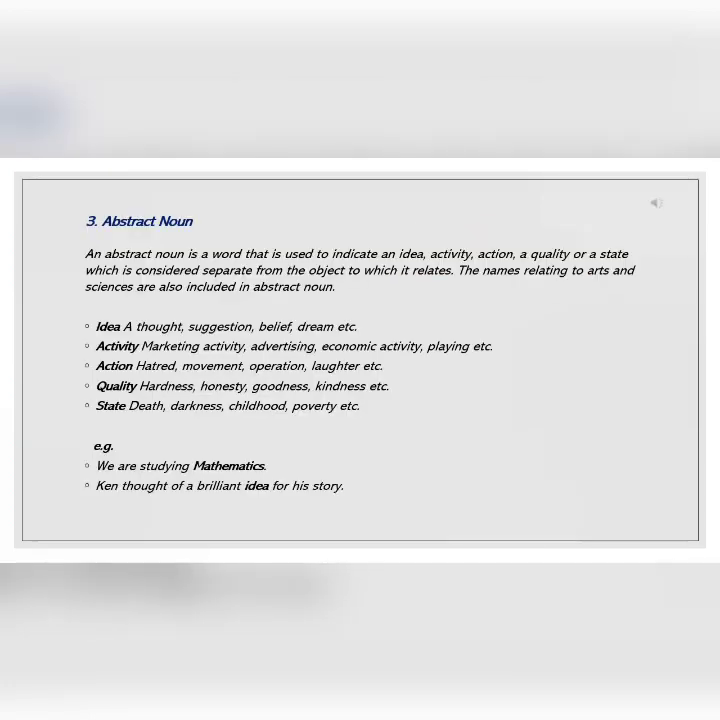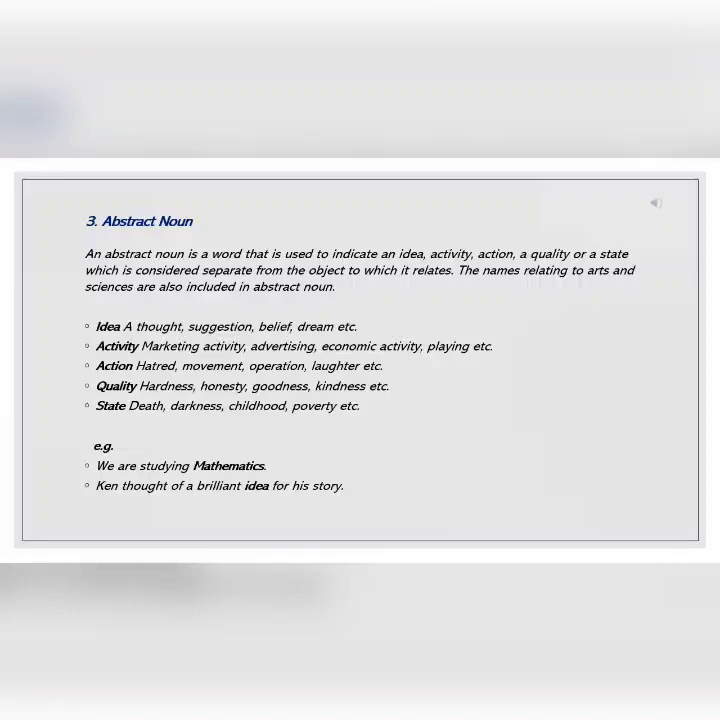Now coming on to abstract noun. An abstract noun is a word that is used to indicate an idea, activity, action, a quality or a state which is considered separate from the object to which it relates. So to put it out in simple words, an abstract noun is a word which is related to a physical object but does not have a physical existence. Suppose idea, activity, action, quality, state. Any of these things does not have a physical form, but they definitely have an abstract existence.